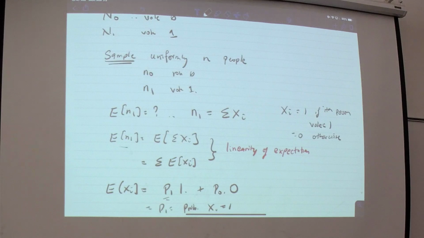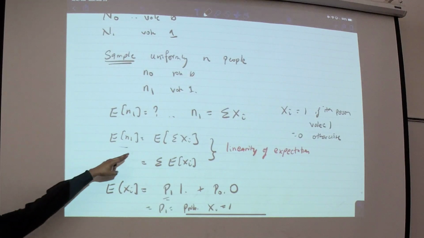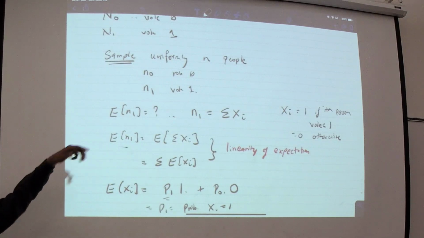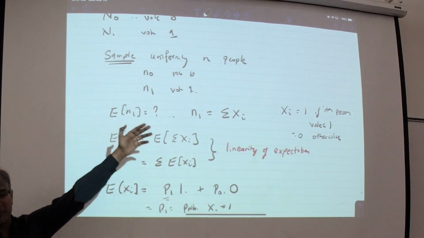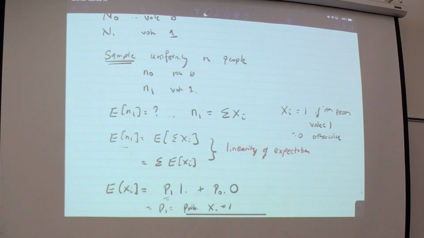So we said that we'll define N1 as a sum of indicator variables. Indicator variables are variables that are either 1 or 0. In this case, N1 was a sum of xi, where xi is 1 if the ith person we sampled votes 1, and if not, votes 0. And we made this crucial observation that expectation is a linear function, which means that to compute the expected value of a sum of things, it's sufficient to compute the sum of the expected values of the things. This is a trick we will use over and over and over again, which also means that whenever you want to state some problem, the trick is to express it in terms of a sum of random variables, because the expectations are easy to compute.